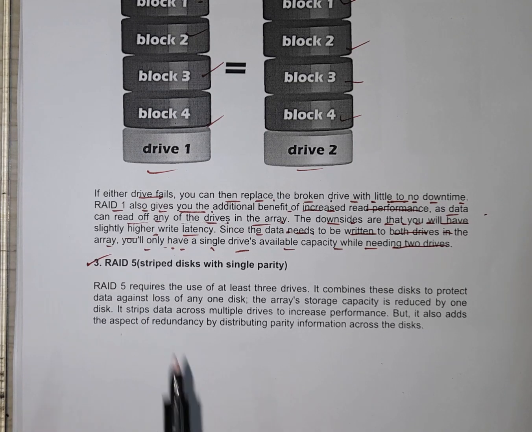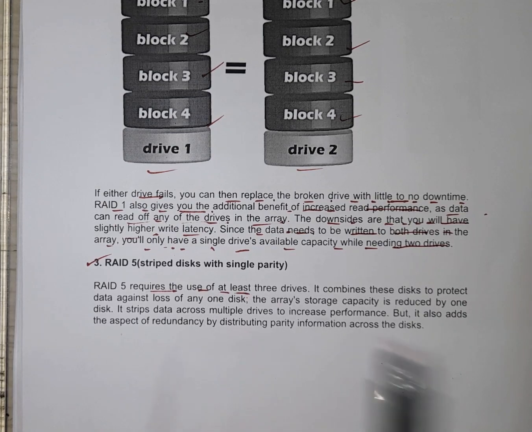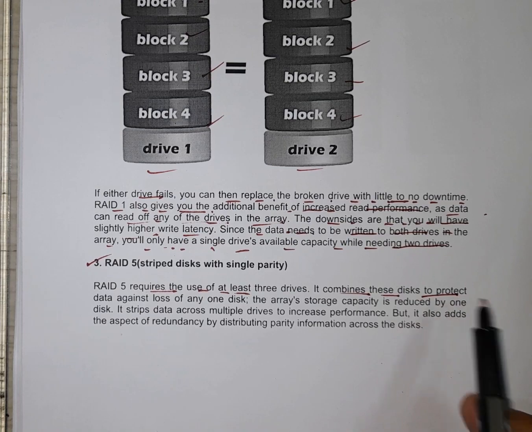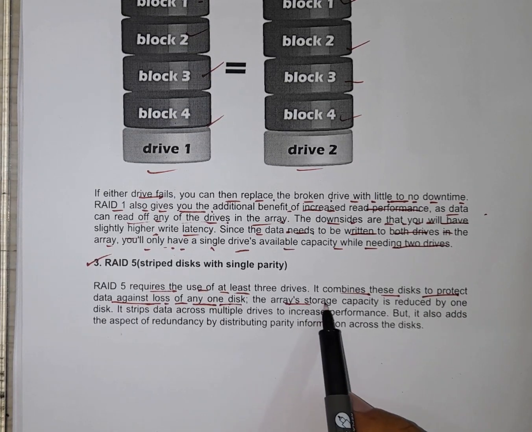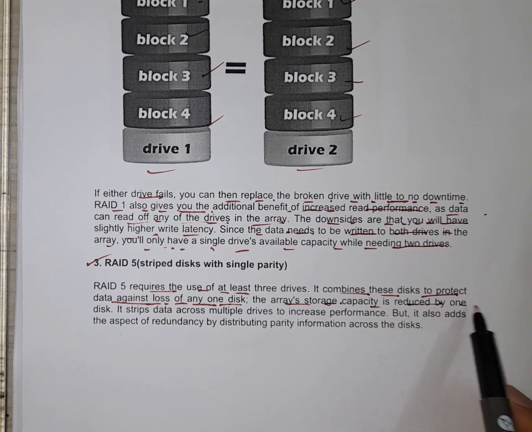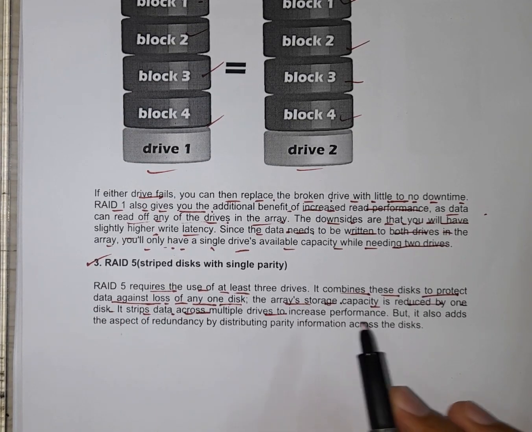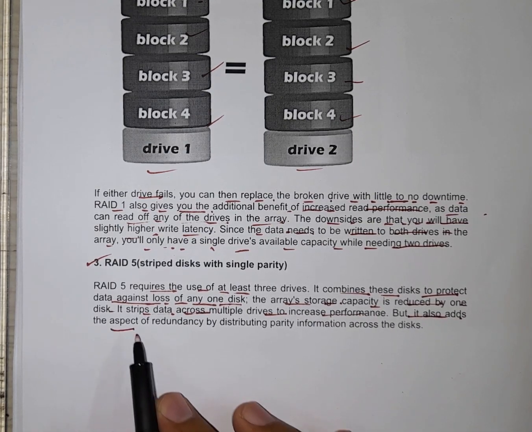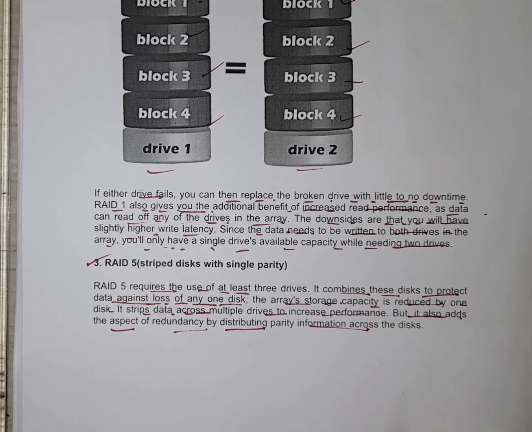And RAID 5. What is RAID 5? RAID 5 requires the use of at least three drives. It combines these disks to protect data against the loss of any one disk. The array storage capacity is reduced by one disk. It stripes data across multiple drives to increase performance, but it also adds redundancy by distributing parity information across the disks.